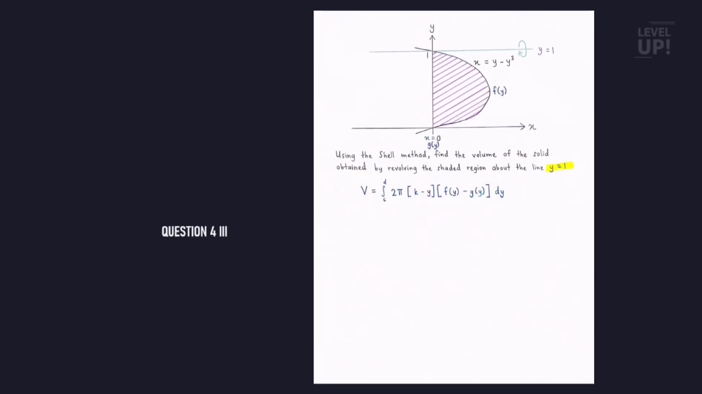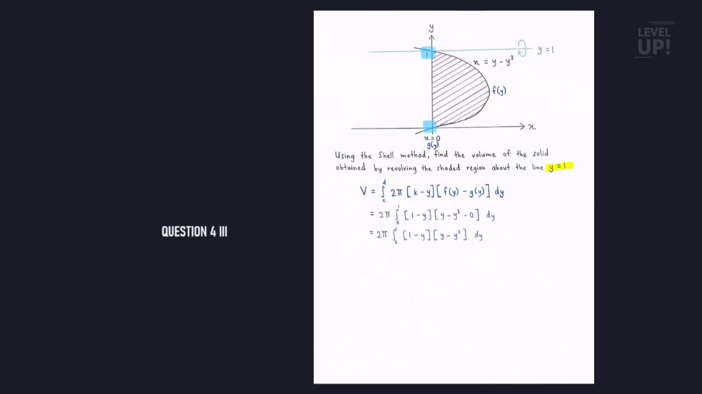The axis of revolution, y equals 1, is on top of the region. Therefore, we use this formula, which is volume equals the integral from c to d of 2 pi times k minus y times f(y) minus g(y) dy. In this question, the boundaries are from 0 to 1. k is the axis of revolution, which is y equals 1. Then, the curve x equals y minus y cubed is f(y), while g(y) is the y-axis, which can also be called x equals 0.